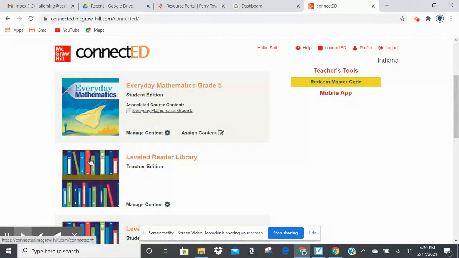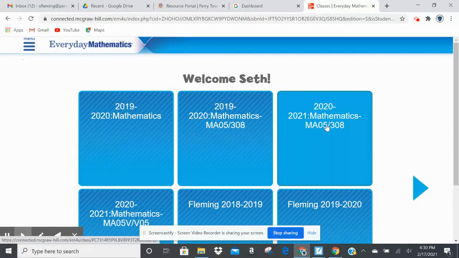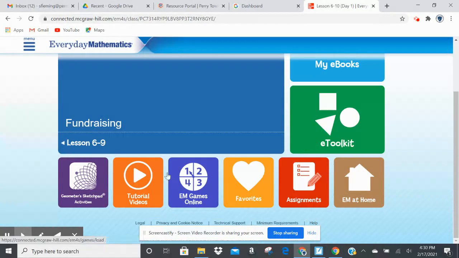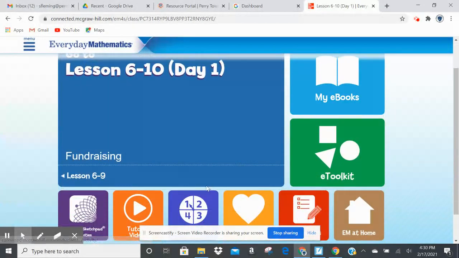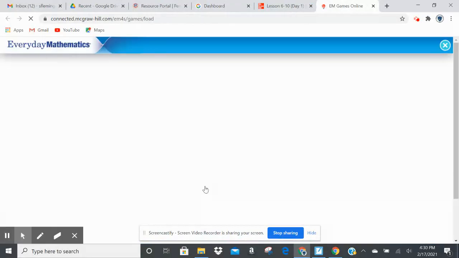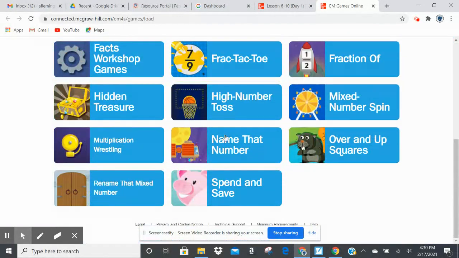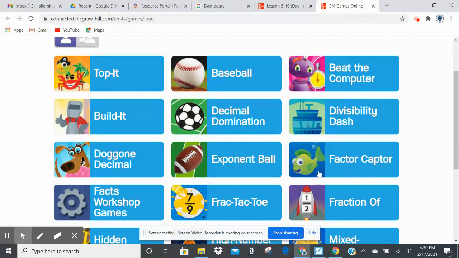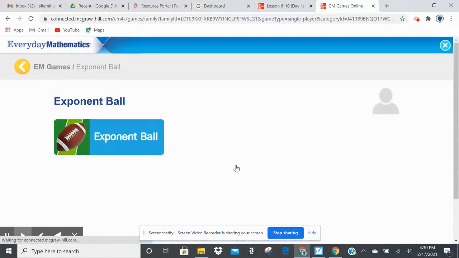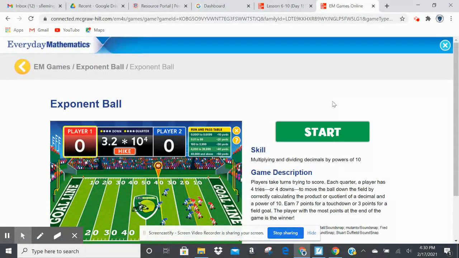These are great games for you to practice online, any skills that you're needing some practice with. Go ahead and find those here, and you can play these as much as you want, instead of those other games that you might be playing at home. If I'm on this screen, I'm going to go to Everyday Math Online Games, that blue button, and then I'm going to find Exponent Ball. There it is, Exponent Ball. And let's play Exponent Ball.